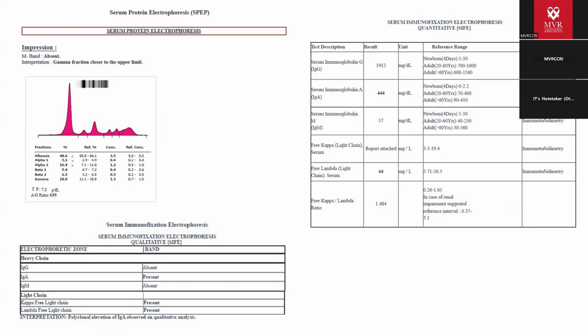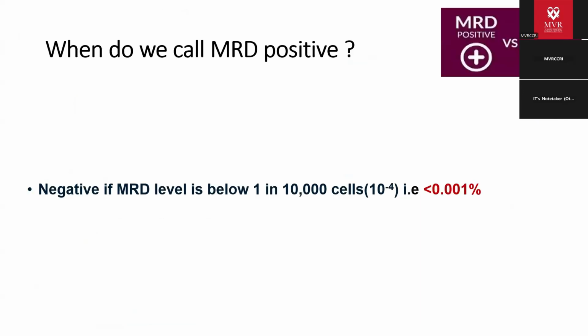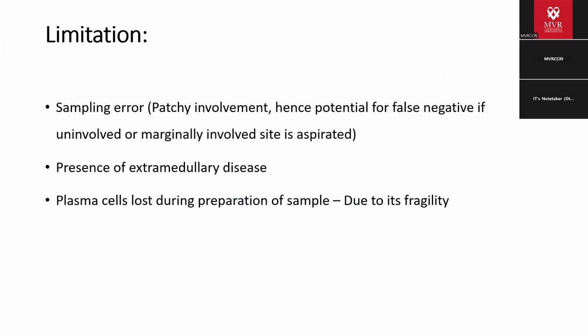But there is a 0.04% significant amount of MRD in this patient, so maybe that is going to affect his prognosis. So when do we call an MRD positive? Anything more than 0.001% is considered positive MRD in myeloma. It is not that flow is foolproof. It does have some limitations.